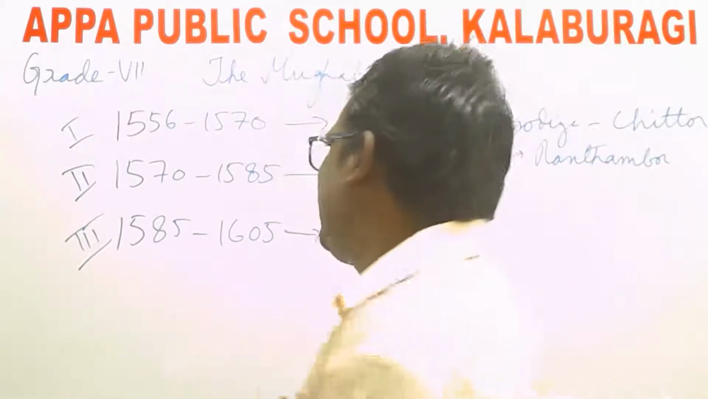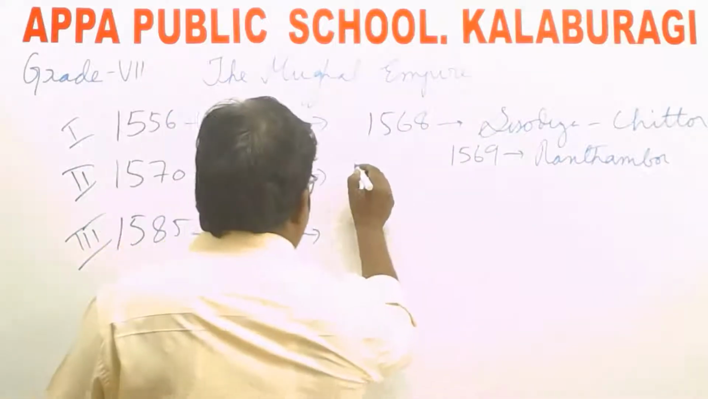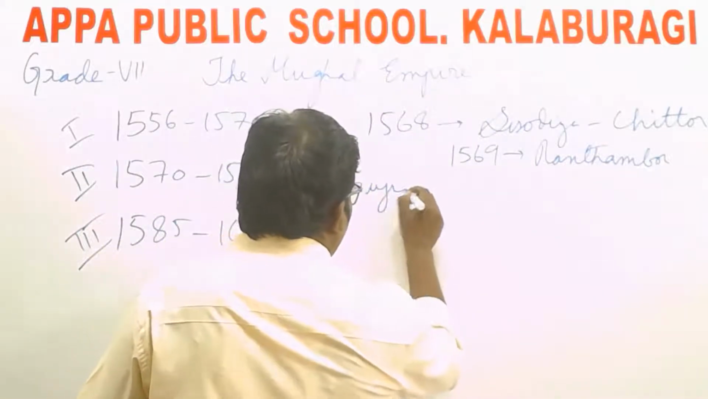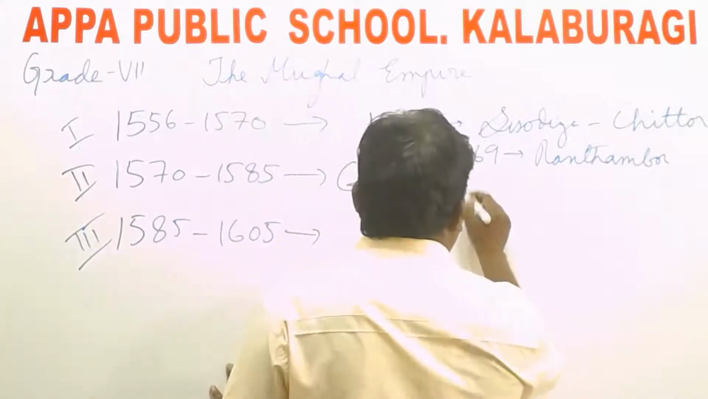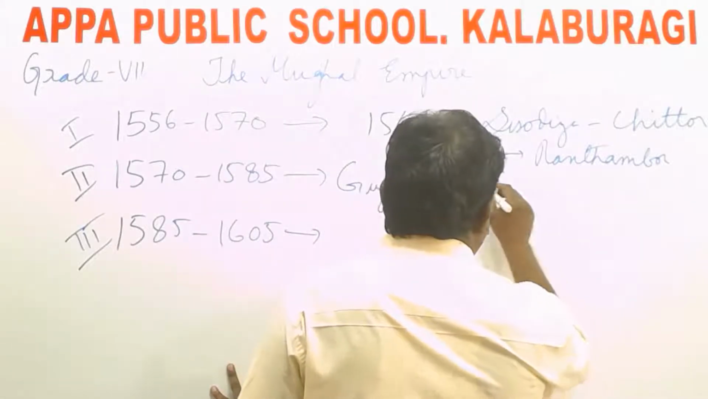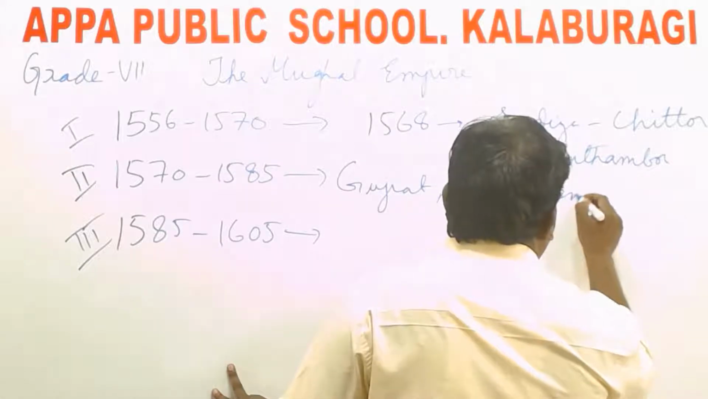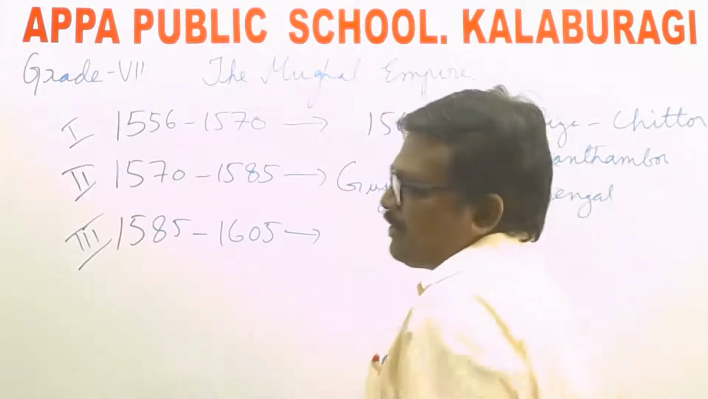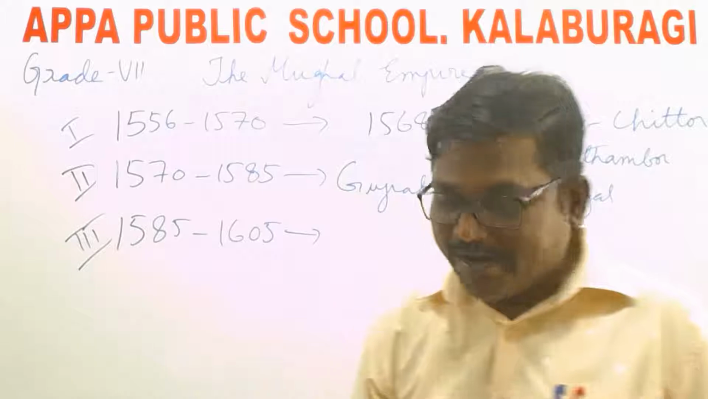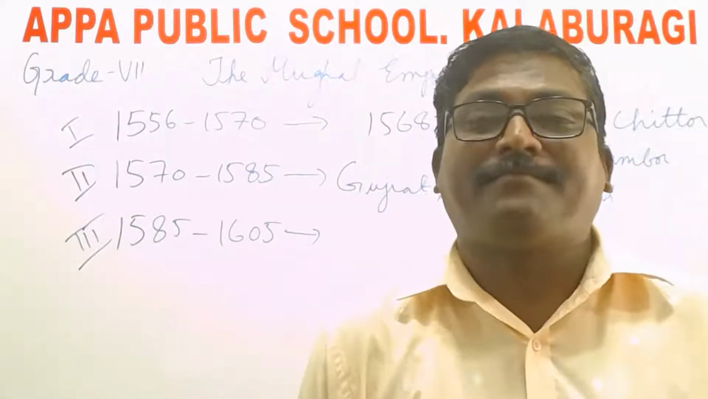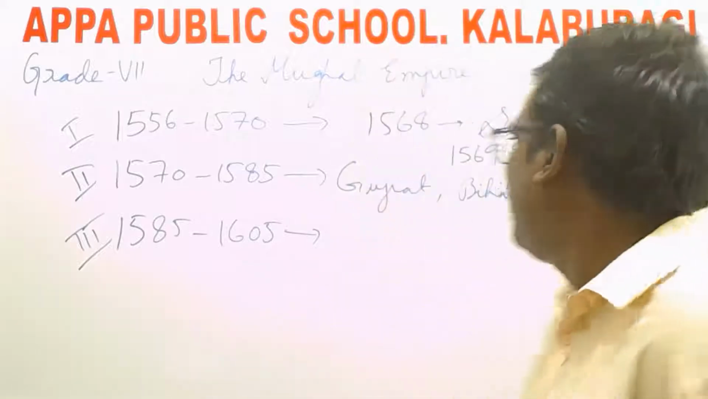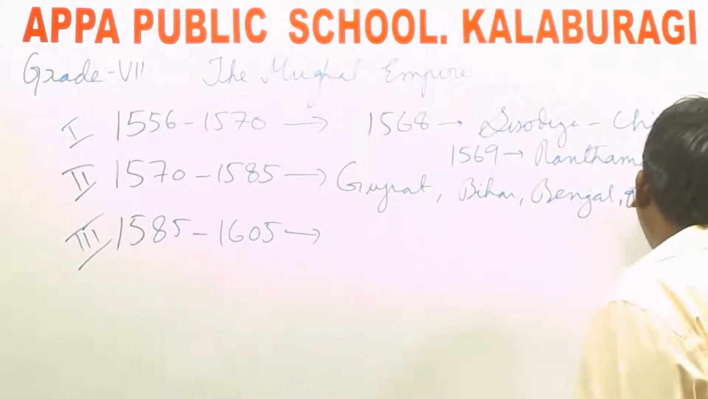Along with this, Gujarat was the western part, and Bihar and Bengal were the eastern part. So between 1570 and 1585, Akbar extended his territory to Bihar, Bengal, and also Odisha.